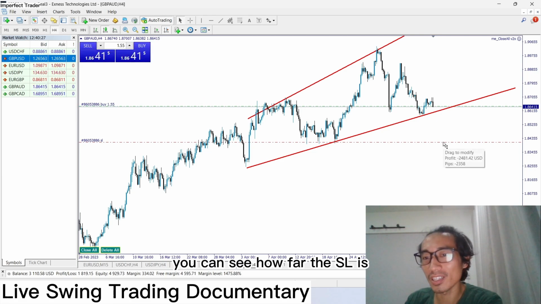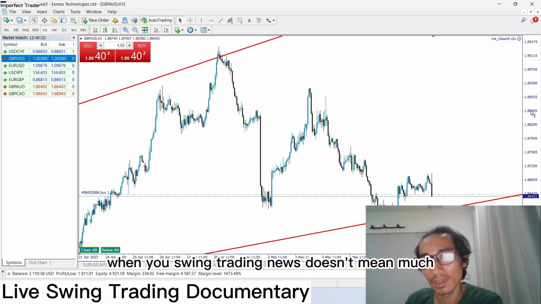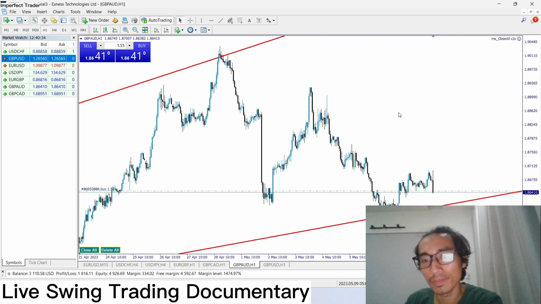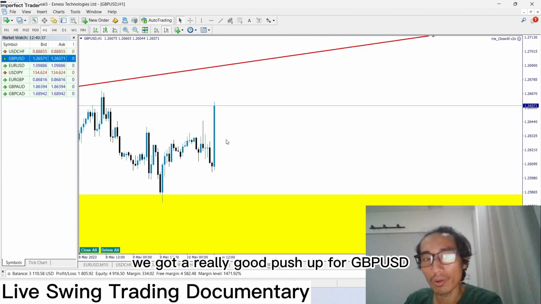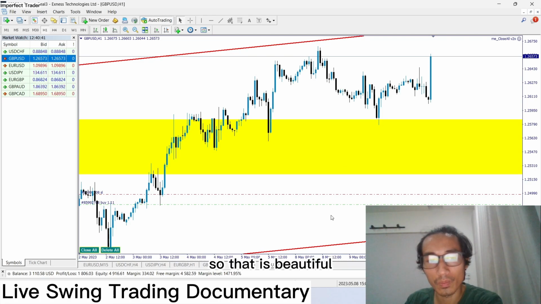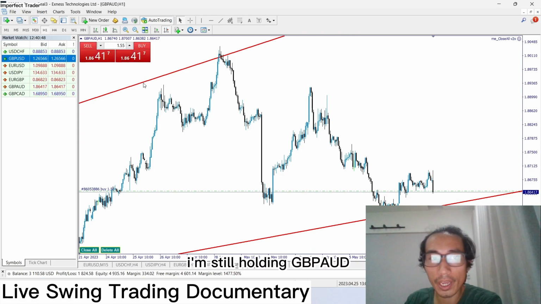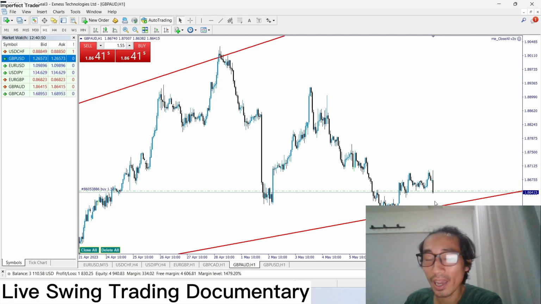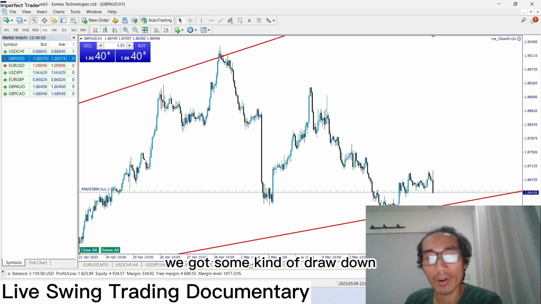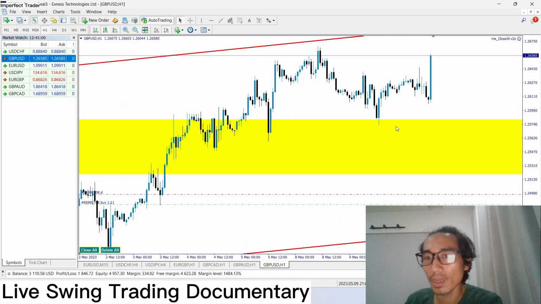You can see how far the stop loss is when you swing trading. News doesn't mean much. We got a really good push up for GBP USD, so that is beautiful. So far, I'm gonna keep you updated. I'm still holding GBP AUD, and I also show you how I'm gonna manage the trade if we got some kind of drawdown. So far, I'm very happy with the trade itself.